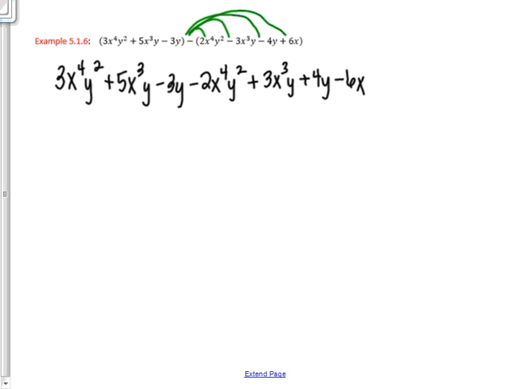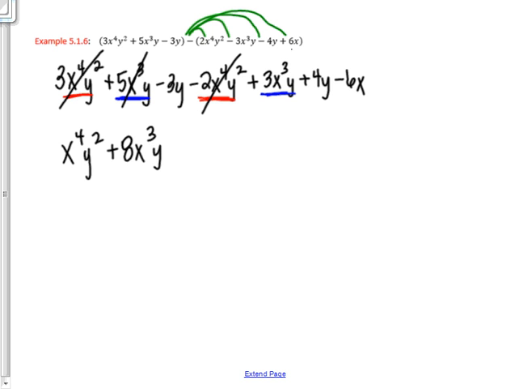So let's start. All right, these are x to the fourth y squares. Here are my other x to the fourth y squares. So 3 of them minus 2 of them would just give me 1 x to the fourth y squared. All right, cross them out. You would put them together. Let's go to our next two. X cubed y's. So I have those two. 5 of them plus 3 of them would give me 8 x cubed y.